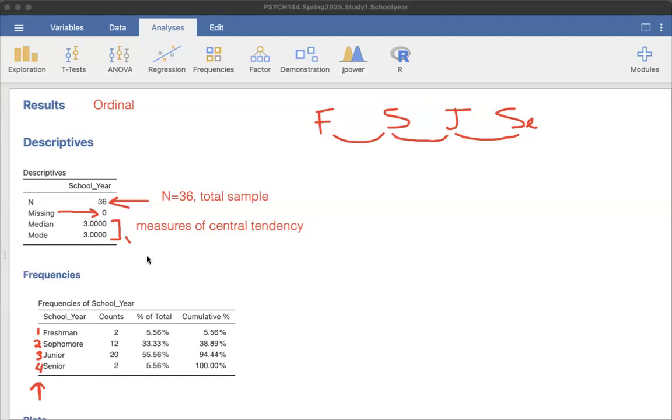What it's saying is that the median and the mode equals junior, because that's the third category. That's all that number means, is 3. The 3 right here refers to the 3 here.